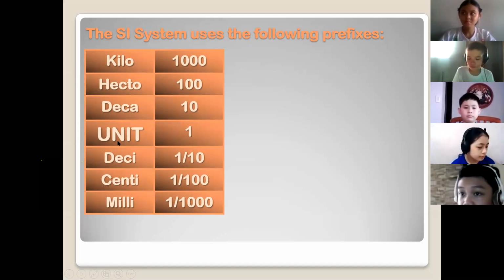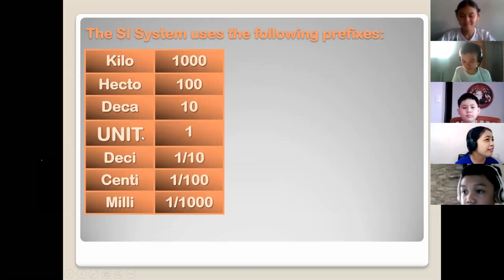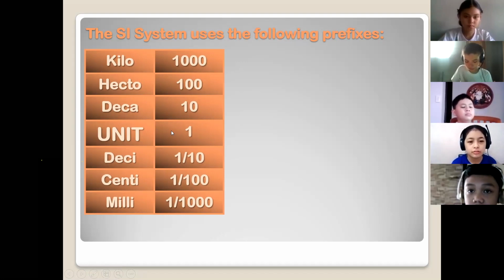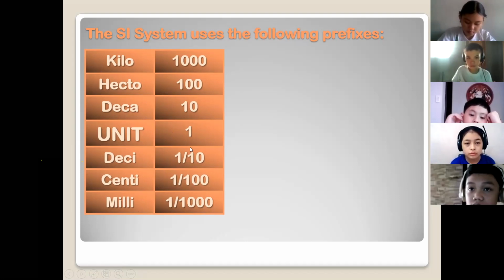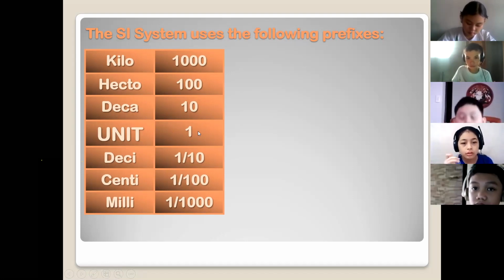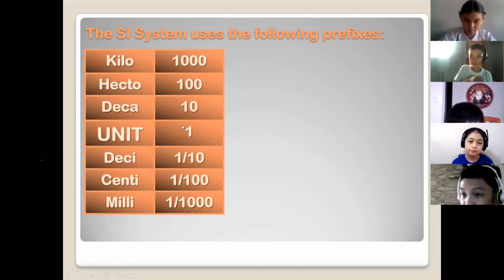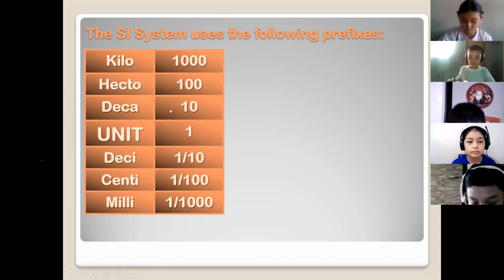Then the base unit, probably we call these meters, then grams and liters. And then we have the prefixes deci, centi, and milli. Going up, the value increases in multiples of 10. Going down, the value decreases still in multiples of 10. For you to convert one value to another using the metric system, it's simply moving the decimal point, since it's just as well multiplying by 10 or dividing by 10.